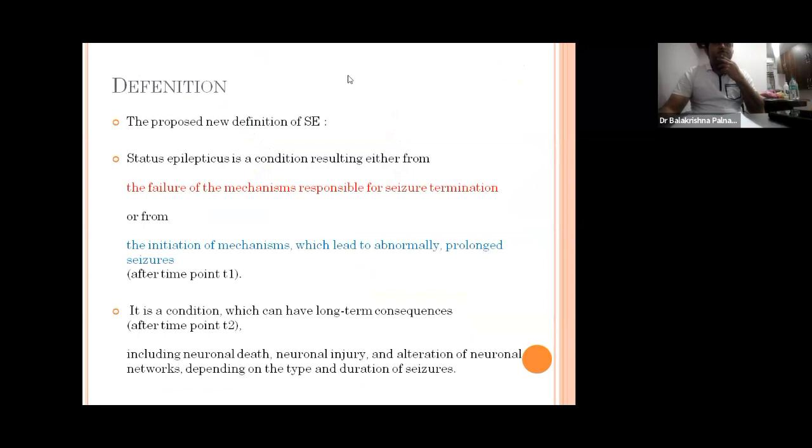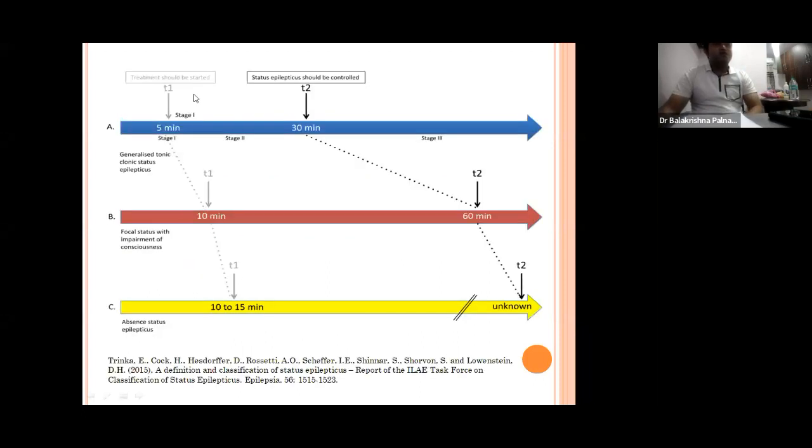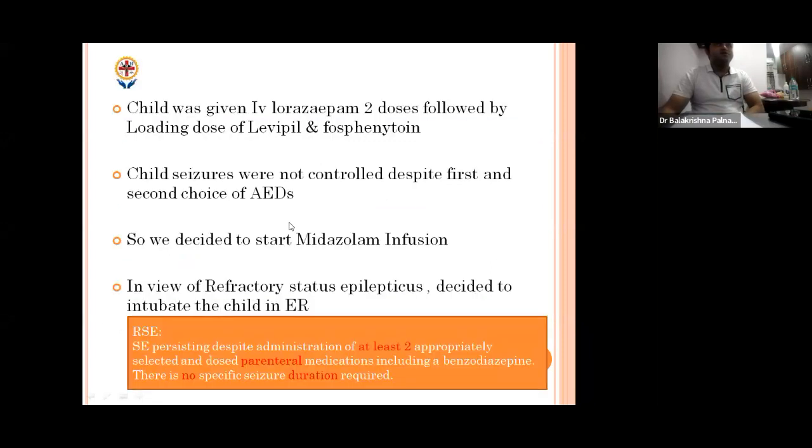So what is the definition of status epilepticus? I think we have discussed this many times, so I'll just give a brief overview. Status epilepticus is a condition resulting either from failure of the mechanisms responsible for seizure termination or from the initiation of mechanisms which lead to abnormally prolonged seizures. As we know, the time limits T1 and T2, I'm not going to discuss here. So the child was given IV lorazepam for 2 doses, followed by a loading dose of levetiracetam and fosphenytoin.